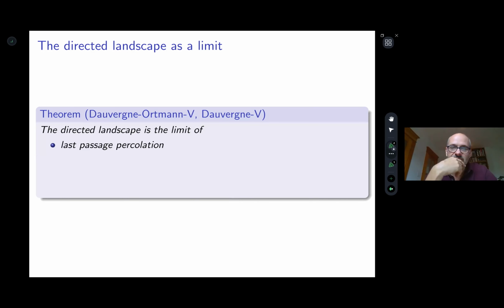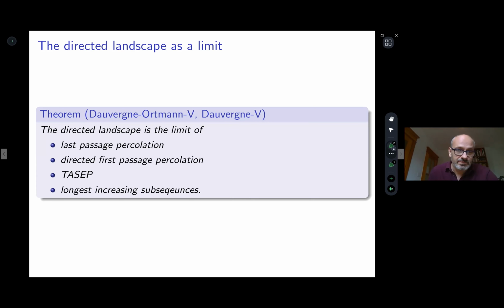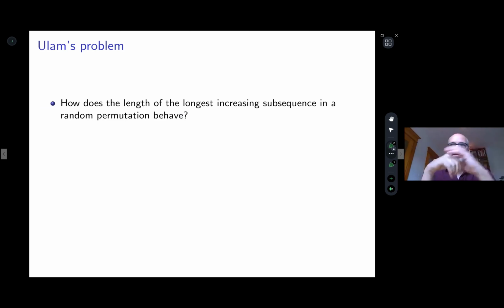It's a limit of various last passage percolation models, including Brownian last passage. There are also some directed first passage percolation models that we can get. It's a scaling limit of TASEP in a very specific sense I can tell you about later. It also gives you the scaling limit of longest increasing subsequences in random permutations, and I will tell you a little bit about that story in the next slide.